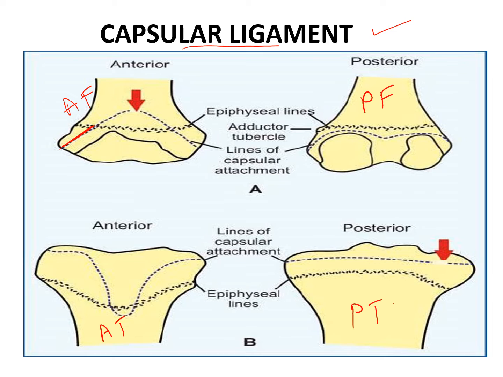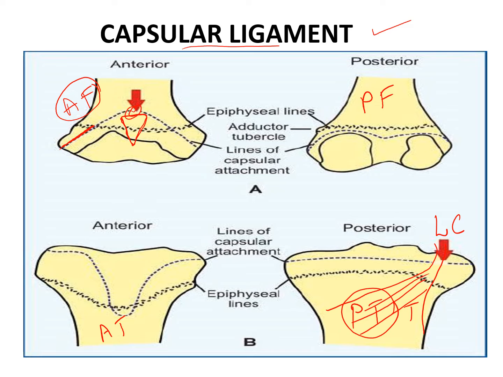As you can see here, on the anterior aspect of the femur, the capsular ligament is deficient just above the articular surface of the patella. So it is deficient in this place here, and it is also deficient on the posterior aspect of the tibia, that is on the posterior aspect of the lateral condyle of the tibia, for the passage of the tendon of popliteus. So these are the two places where the capsular ligament is deficient.